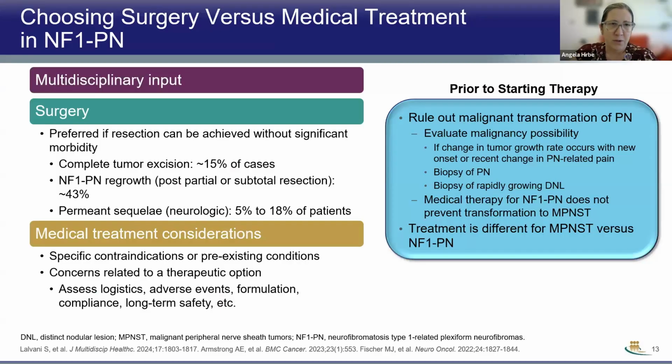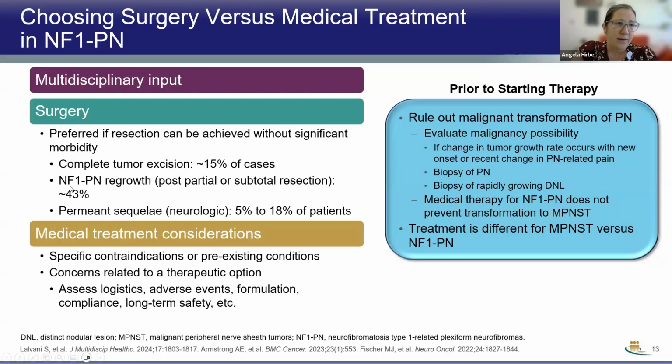I think it's very important to note that when we decide on surgery versus medical management, we really need to have multidisciplinary input. So it's important for a team of surgeons and NF1 experts to really talk about what would be the best treatment for any individual patient. So surgery can be preferred if resection can be achieved without significant morbidity. But again, some caveats: it's only about 15% of cases where we can get complete tumor excision.